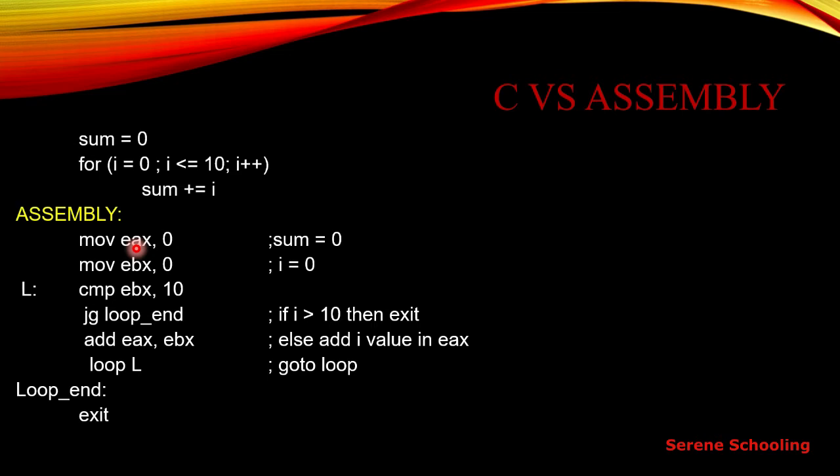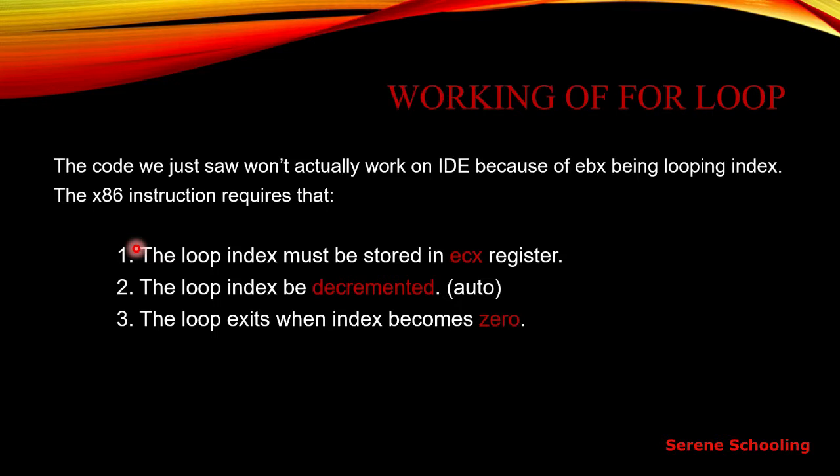We can see the working of the for loop in the next slide. The code we have just seen won't actually work on the IDE because of EBX being the looping index. It cannot work with registers other than the ECX register. So the requirements are: the loop index must be stored in the ECX register only. The loop index must be decremented. This loop index cannot increment.